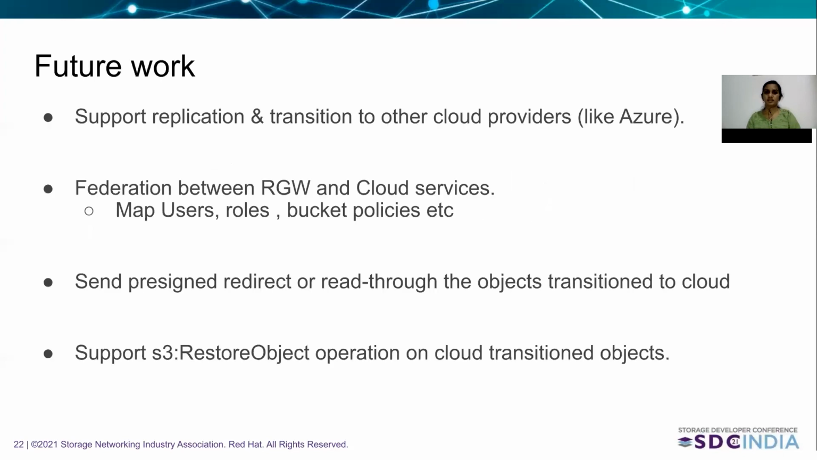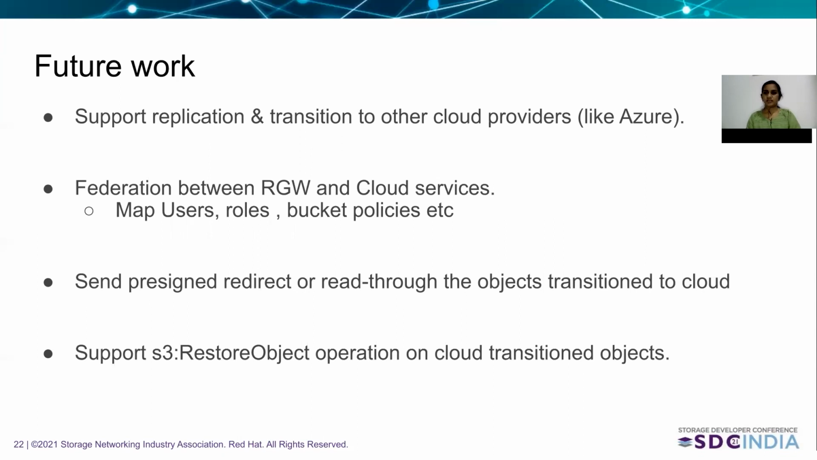These were the limitations of these two features at the moment, but we are planning to improve on them. For example, we would like to support replication and transition to multiple cloud providers like Azure and Google Cloud. And we would also like to support federation between RGW and cloud services. By federation, I mean that suppose there are multiple RGW users created, and roles specified or bucket policies configured on the RGW side. We would like to be able to map the same into the cloud services, the cloud endpoint, as well.